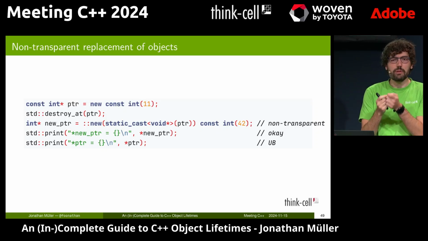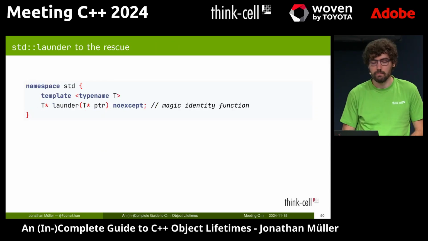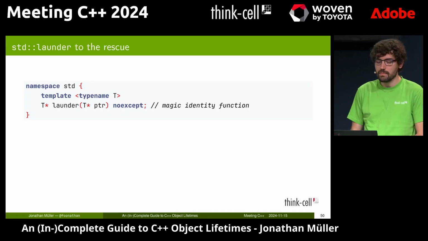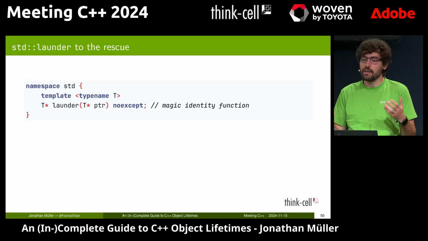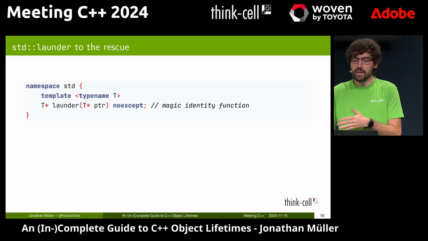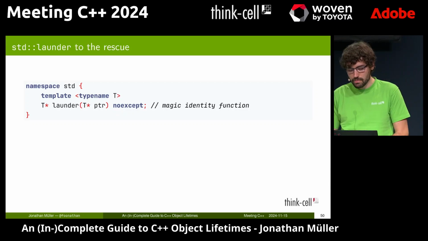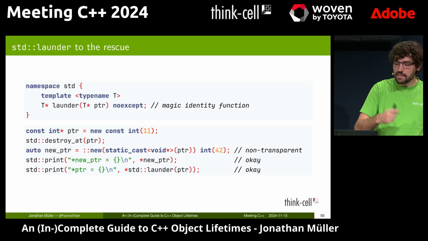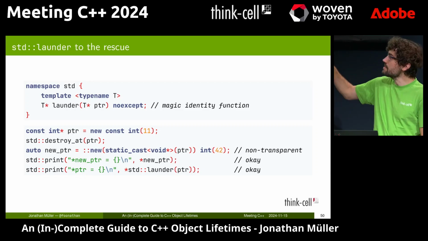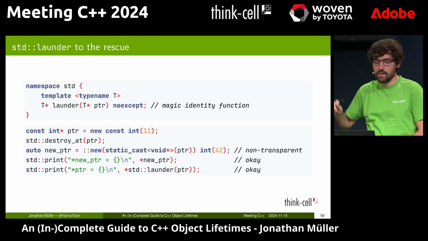Now, if for some reason you really want to do this, can you? And the answer is you can. You can use launder. Now, launder is a magic identity function. It takes a pointer, and it returns the pointer unchanged. But now the new pointer sort of tells the compiler, hey, you might have to reload its value. We're going to look at how it does that later on in the talk. So accessing the new pointer is fine, and accessing a laundered version of the old pointer is fine, because it tells the compiler, hey, the star pointer might have changed, please reload it. So this is OK.